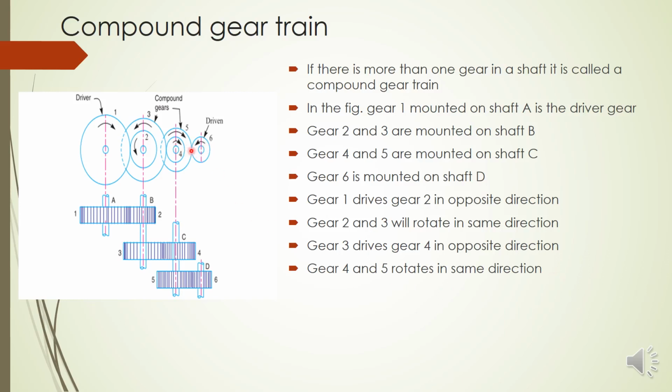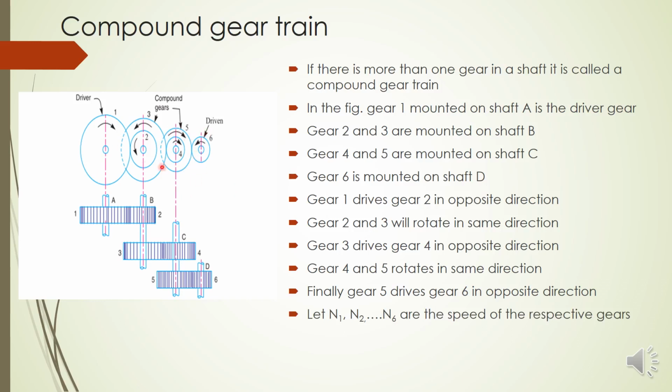And finally we have 5 and 6 connected or meshed here. So 5 will rotate 6 in the opposite direction. So we must be very careful in predicting the direction and how motion is transmitted from 1 to 6. So you have to refer to this top view also. And remember, one shaft will rotate at only one speed. So therefore for 2 and 3 the speed will be the same. Similarly for 4 and 5 the speed will be the same.